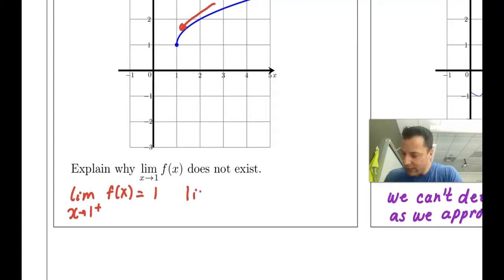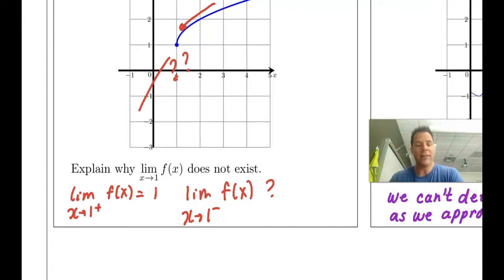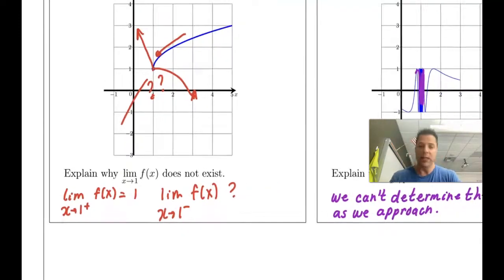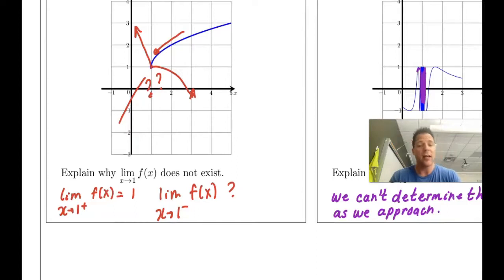That left-hand limit would also have to approach 1 in order for our limit to exist there, but we don't know. There's no graph there. Where is the graph? Is it up here? Is it over here? We don't know. So we can't make a guess on what the left-hand limit's approaching. Therefore, the limit does not exist because we don't have, in this case, a left-handed limit.